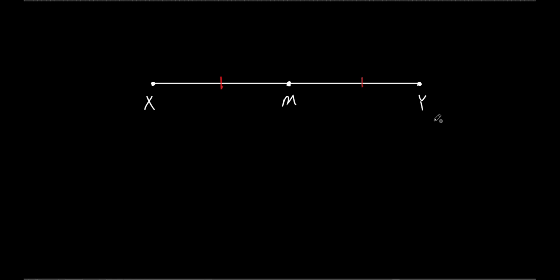Give me congruent to each other. That's right. So just me putting those little tick marks right there, that tells me that XM is congruent to MY. Yes? Okay. Now, go ahead, Alani, tell me.